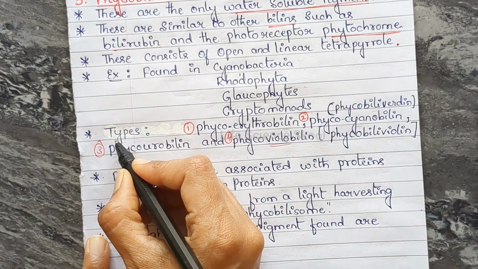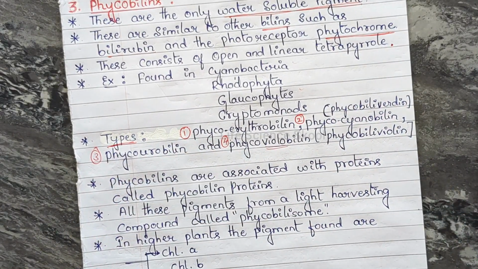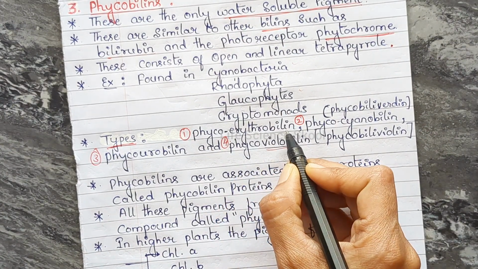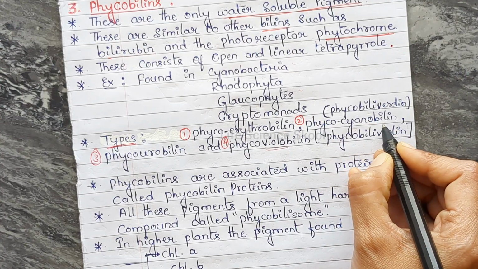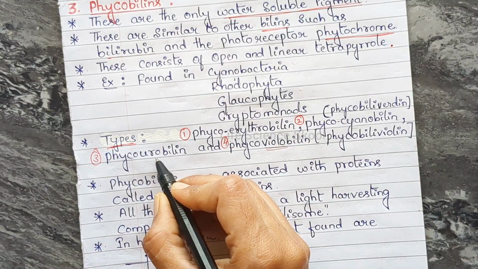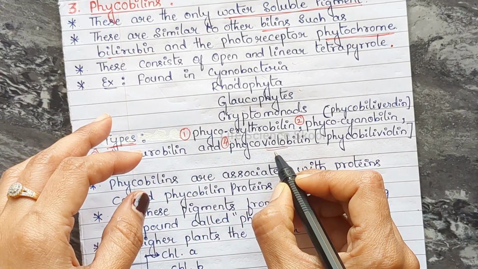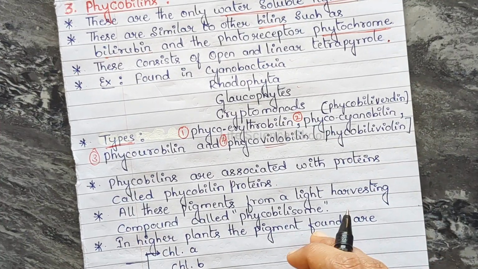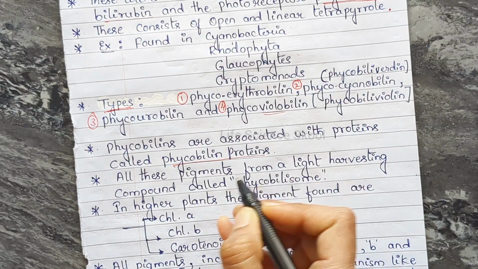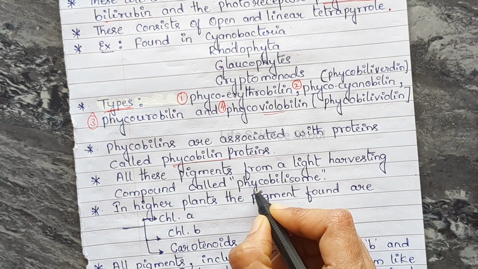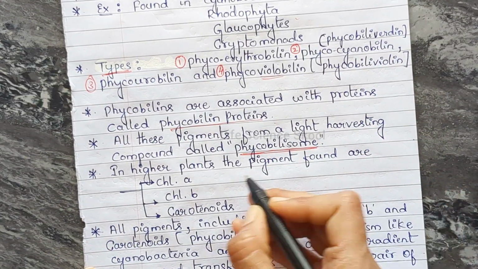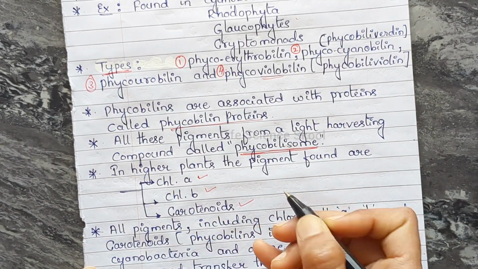Coming to the types of phycobilins, majorly 4 types are present. First one, phycoerythrobilin. Second one, phycocyanobilin, which is also called phycobiliverdin. Third one, phycourobilin. Fourth one, phycoviolobilin. These are the 4 types you have to remember. Next, phycobilins are associated with proteins called phycobilin proteins, and all these pigments form a light harvesting complex called phycobilisome. In higher plants, the pigments found are chlorophyll A, chlorophyll B, and carotenoids.